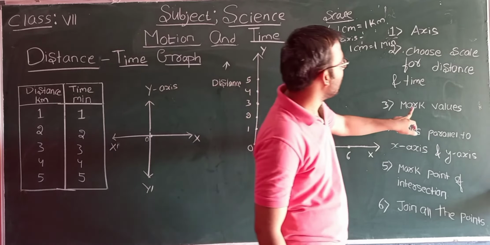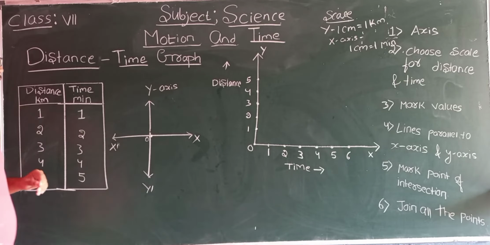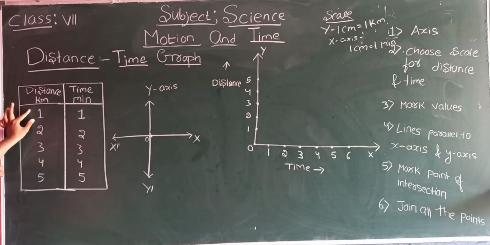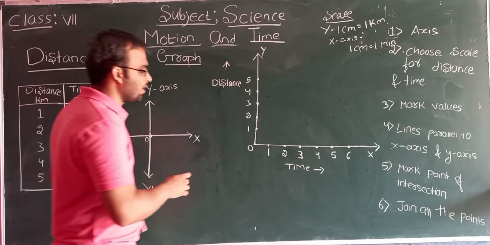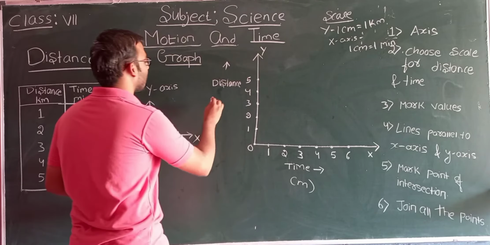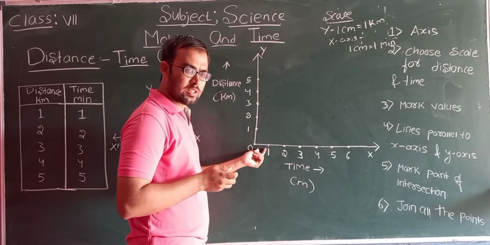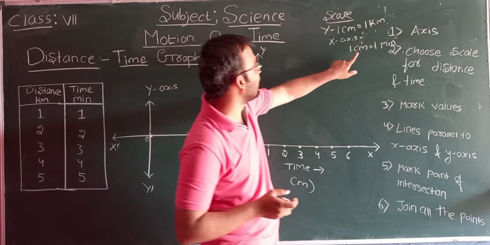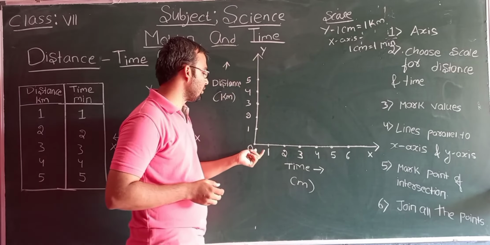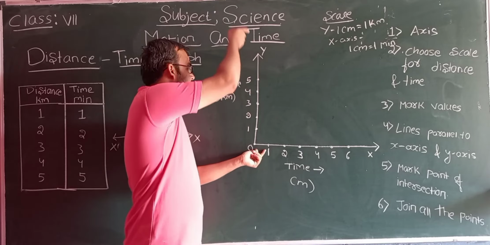Now look here, mark the values. The values are given, so we need to plot them. When the distance is 1 kilometer, that is, in 1 minute it has traveled a distance of 1 kilometer. Here is time in minutes and here distance in kilometers. We have taken 1 centimeter equals 1 minute, so this represents 1 minute. In 1 minute, how much has it traveled? 1 kilometer. So this is the distance.